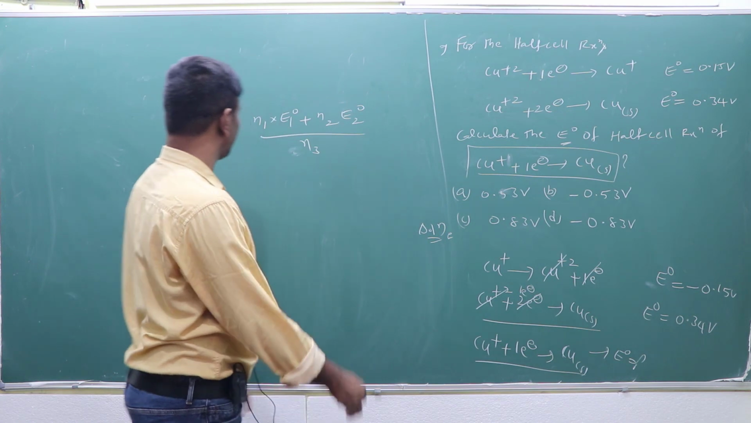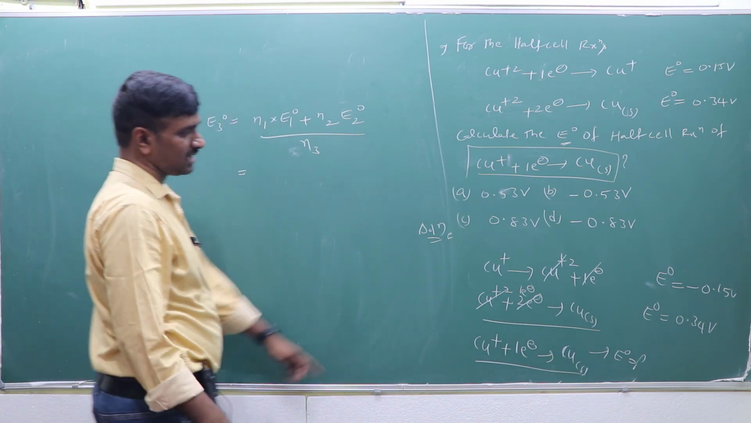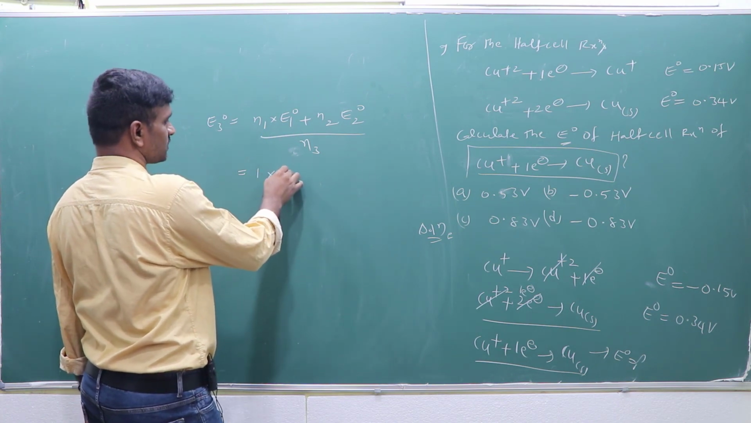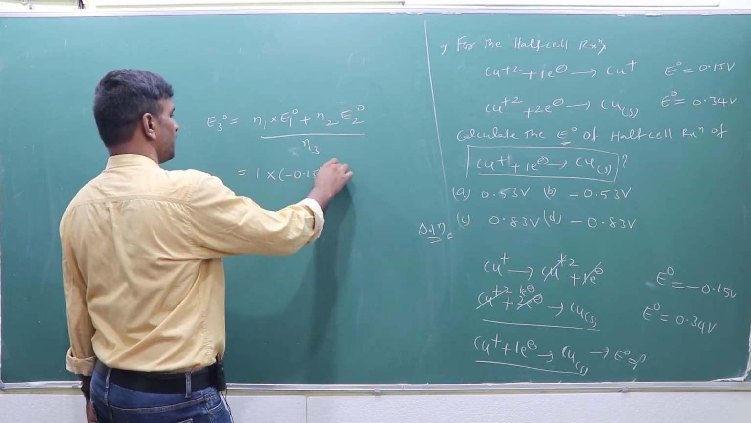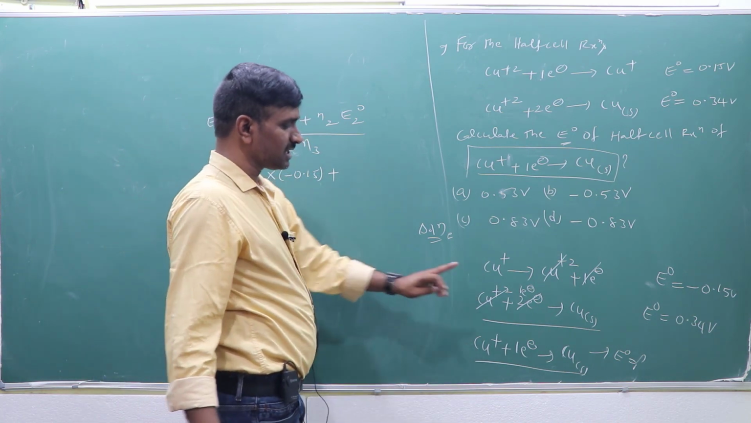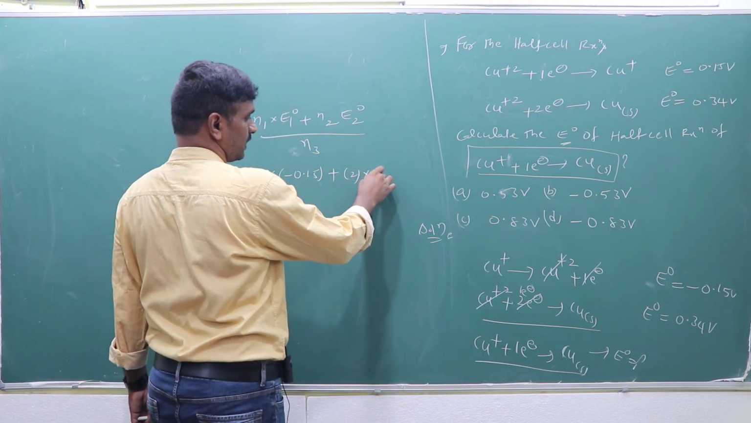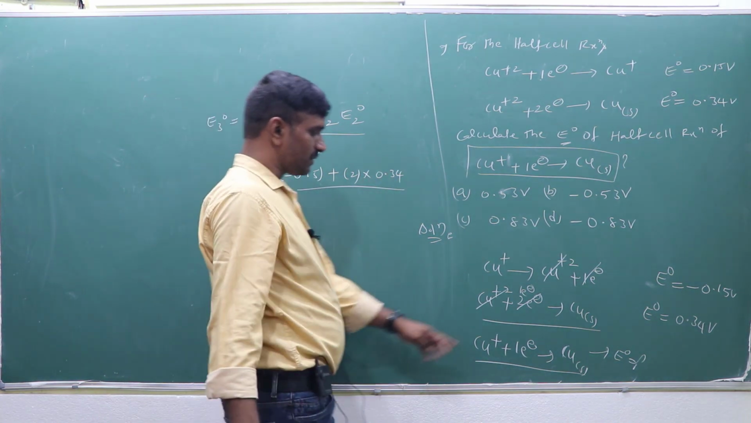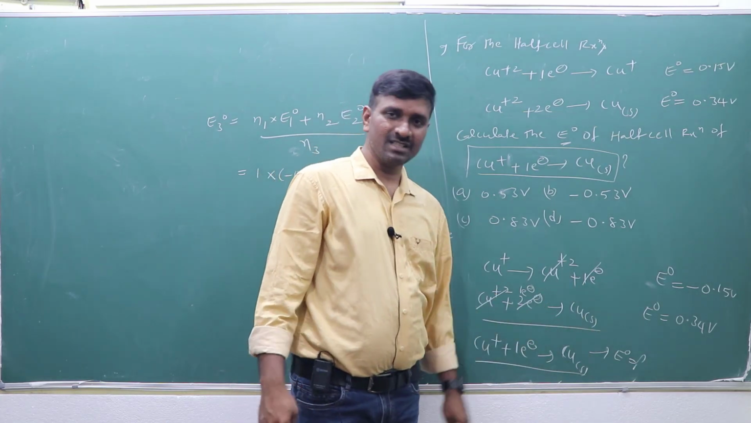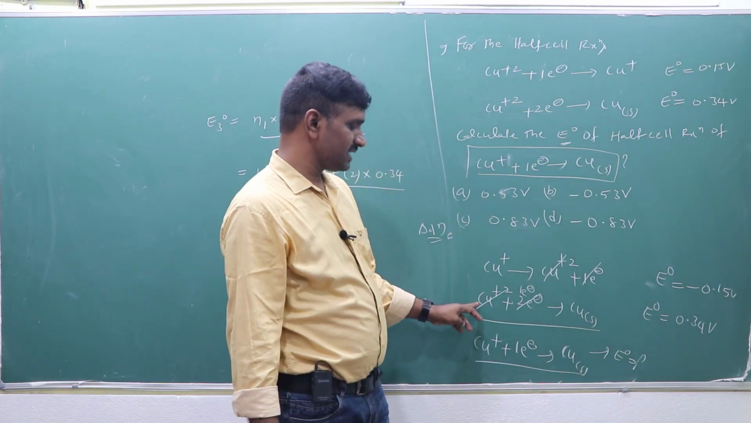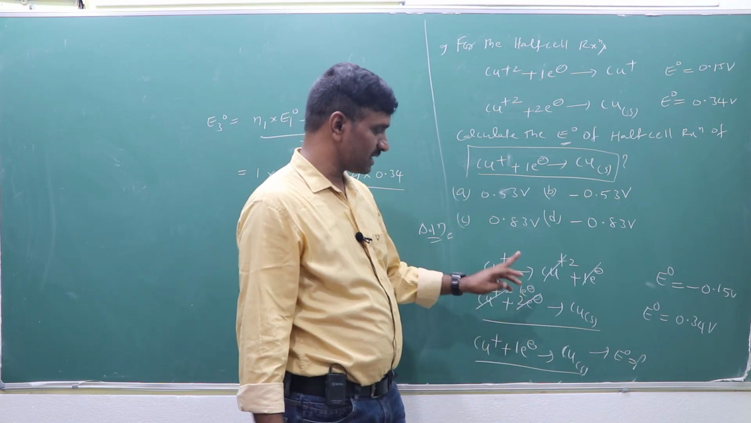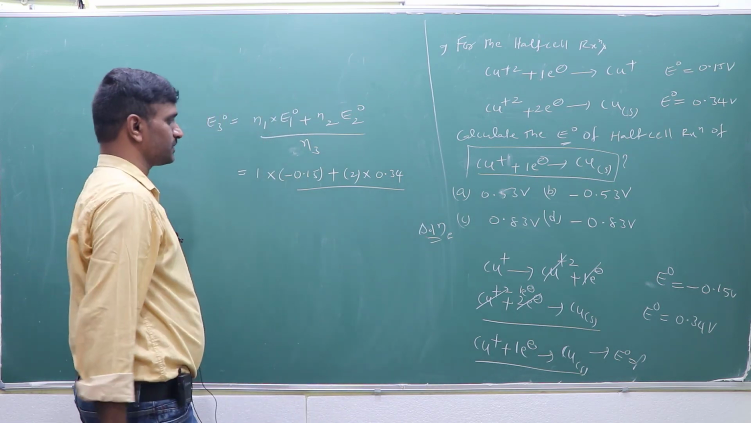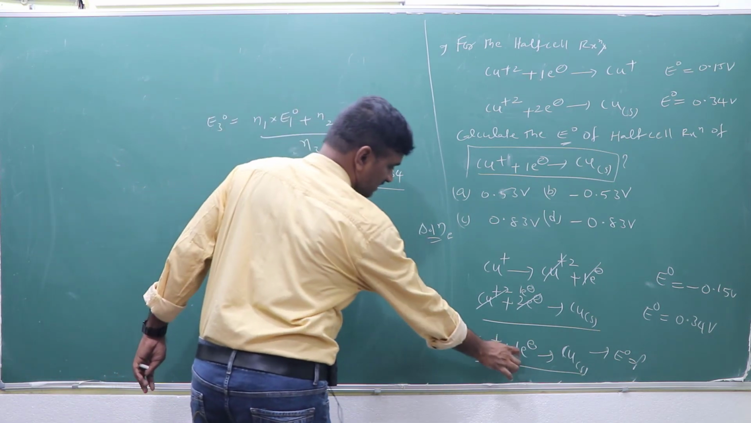So E3 naught is equal to N1, the first case, how many electrons transfer? 1 electron into E1 naught, which is minus 0.15, plus, in the second case, how many electrons transfer? 2 electrons into 0.34. Because while 2 electrons transfer, only then is copper solid deposited. In this case, 2 electrons transfer takes place. Don't confuse it with 1 electron. After cancellation only 1 electron remains, but before that the reaction is 2 electrons. So N3 is how many electrons? Here in this case, 1 electron.